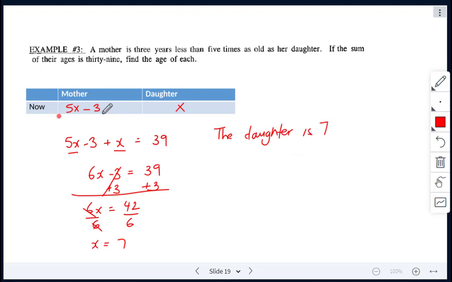All right, and then we have to do this here to figure out the mother. So let's just do it here on the side. 5 times 7 minus 3. So 35 minus 3, which gives me 32. All right, so the daughter is 7 and the mother is 32.